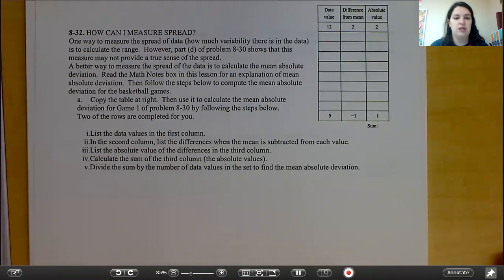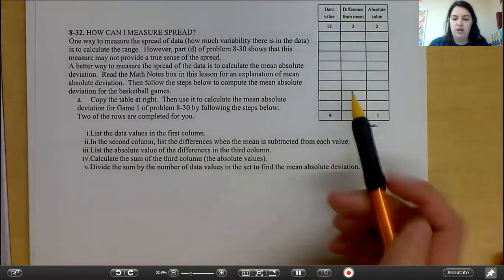Read the math notes box in this lesson for an explanation of mean absolute deviation, then follow the steps below to compute the mean absolute deviation for the basketball games. Copy the table at right, which you don't have to because it's on your paper. Then use it to calculate mean absolute deviation for game 1 of problem 8.3.0 by following the steps below. So I want you to follow these steps below in game 1. So I'll help you.